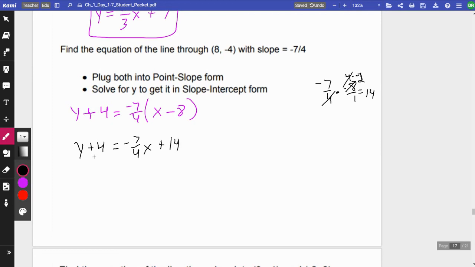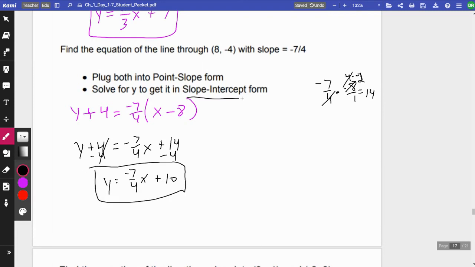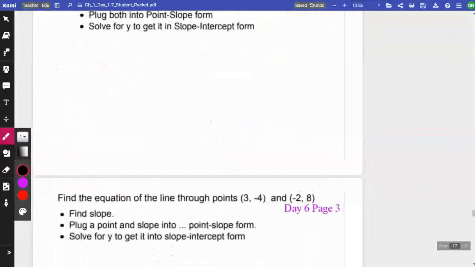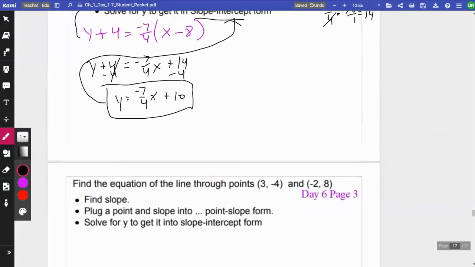Last step is to subtract 4. So y is -7/4 x plus 10, and that is the slope intercept form. So your point slope is right there. We just plug it in. Slope intercept's right there. All right, and I'll stop it right there and do another video on the next one.